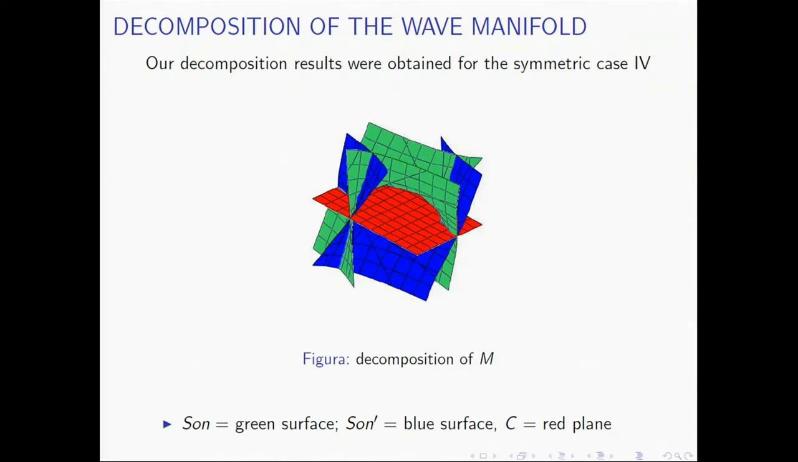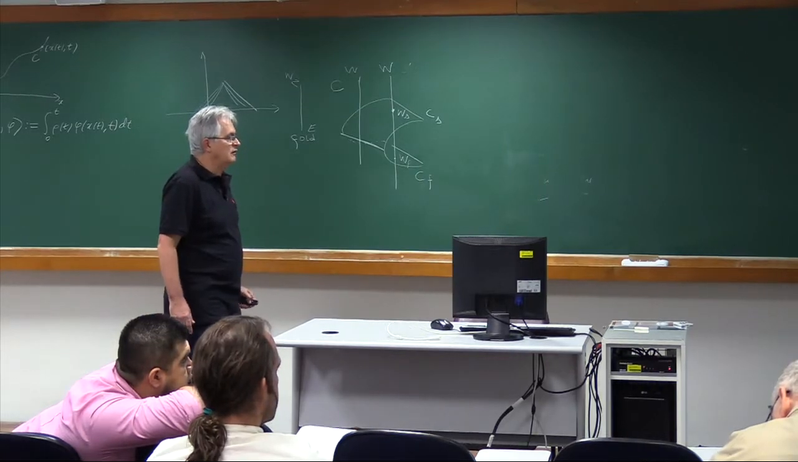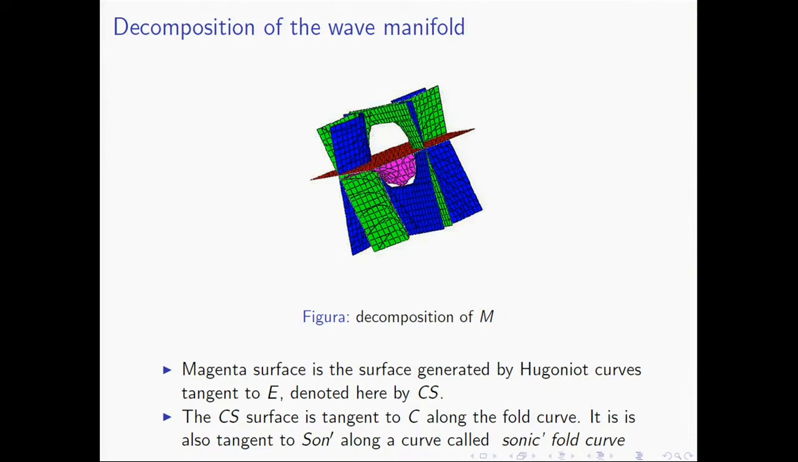The question is, are there admissible shocks? In what parts of this decomposition? Here is another view. We introduced this surface, magenta. The surface is generated by Hugoniot curves tangent to E, denoted by CS. This surface is tangent to the characteristic and tangent to the sonic prime surface.